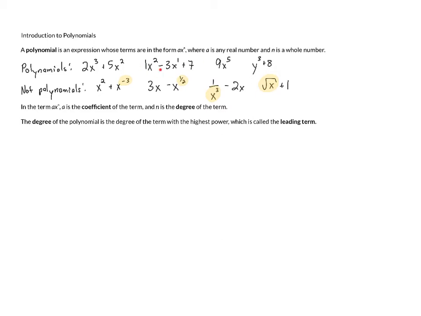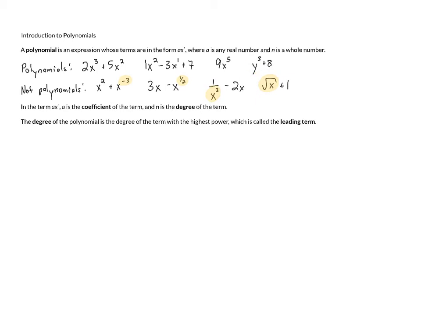For this one, the highest degree is 2, so the degree of this polynomial is 2. The leading term is this x squared, or 1x squared. Here the degree is 5, and this is the leading term, it's the only term. And here the degree is 3, and the leading term is y cubed. Now, in all of these examples, the leading term was the one that came first.